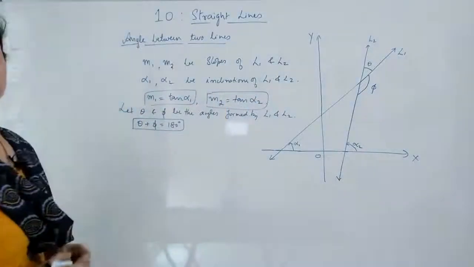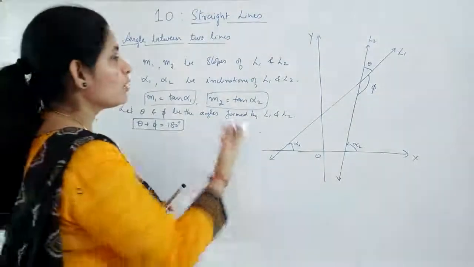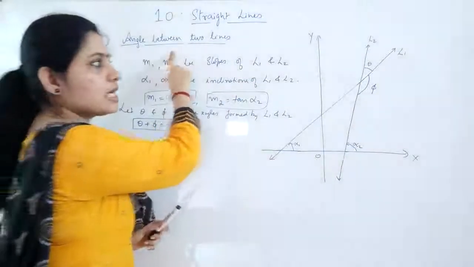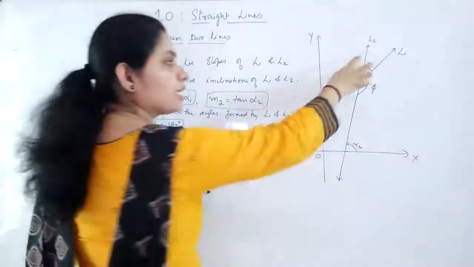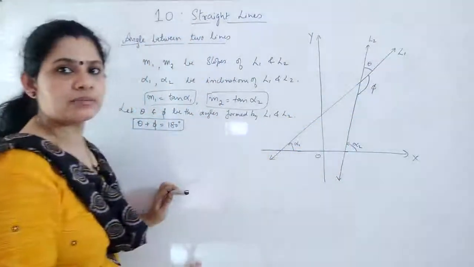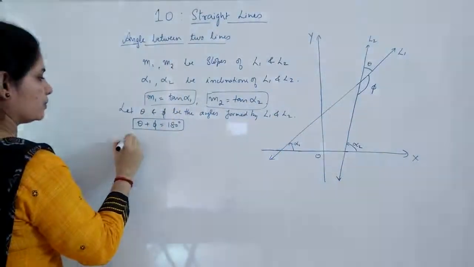Now again, we are just going for the angle between the two lines, right? So either we need to find out theta or phi, because if we get theta, the other one will be 180 minus that angle. Okay, so we are starting with what phi is equal to.